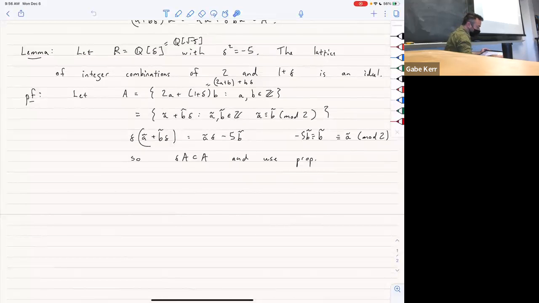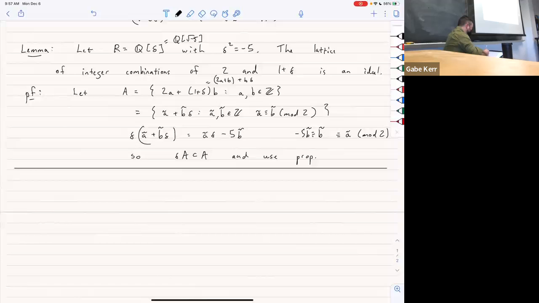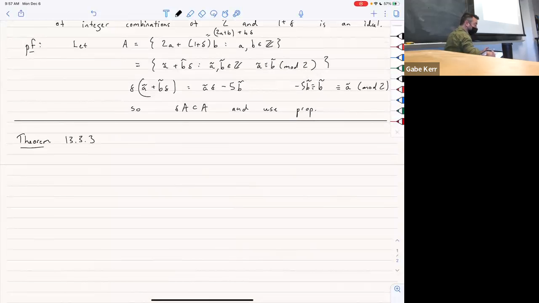All right, so now we use this to classify all the ideals inside of this particular ring. This is Theorem 13.3. While we won't do it in this class, there's a classification for many of these. This is a good prototype.